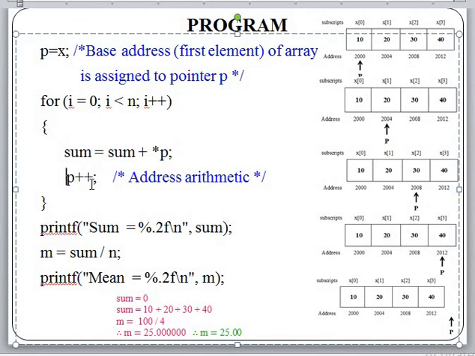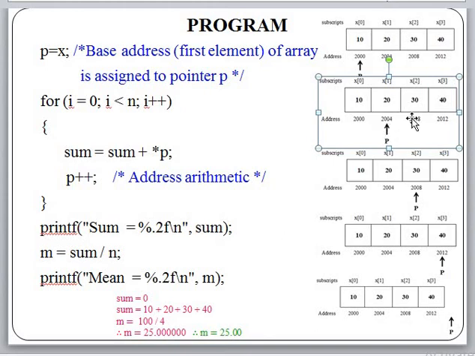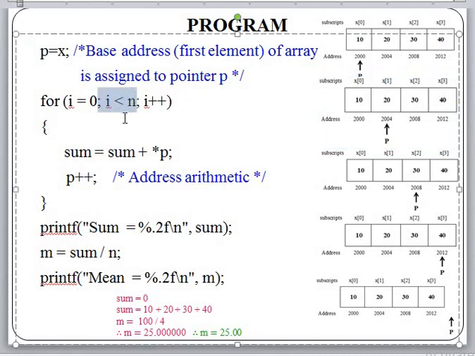Then p plus plus again advances the pointer to the next location, through address arithmetic. p is currently pointing to 2004, plus 4 is 2008. Why? Because the elements stored inside this array are all of size 4 bytes. That's why p plus plus means p equal to p plus 4. So it is now pointing to the next location, 2008. While going back, i is incremented by one more, so i becomes 2. 2 is less than n, which is 4.